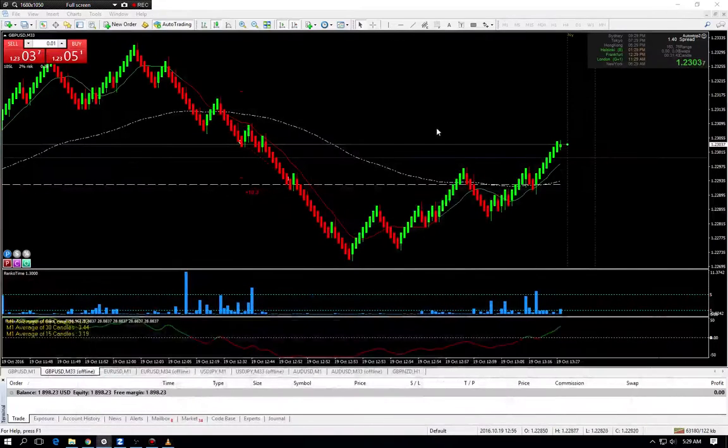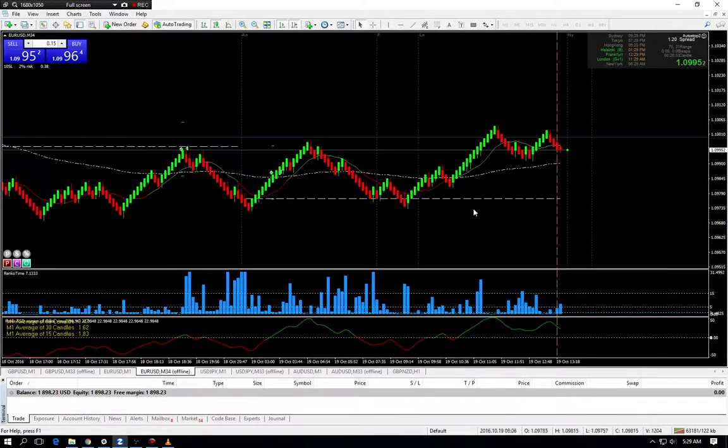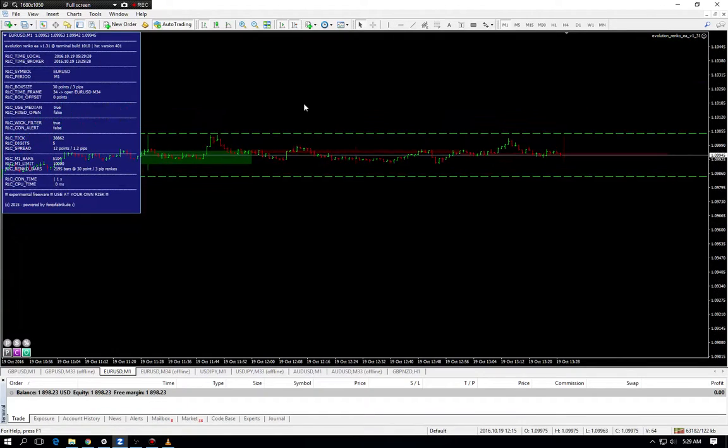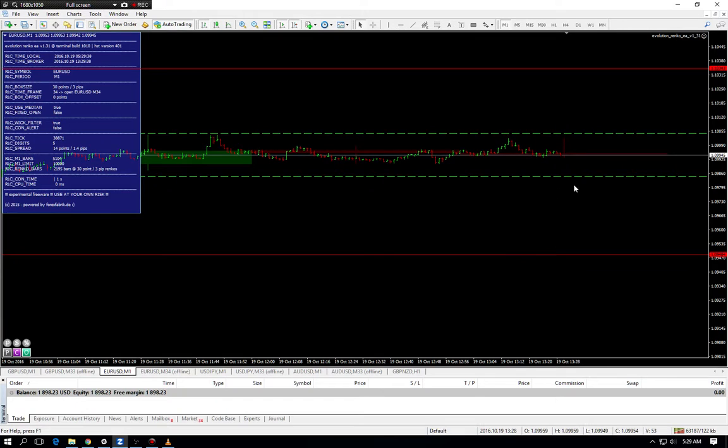So, let's say this is relatively flat. Let's say this is your straddle for the news EA, but the spread is here. What's going to happen?